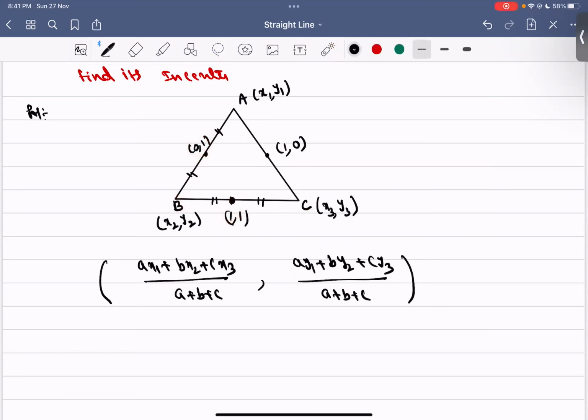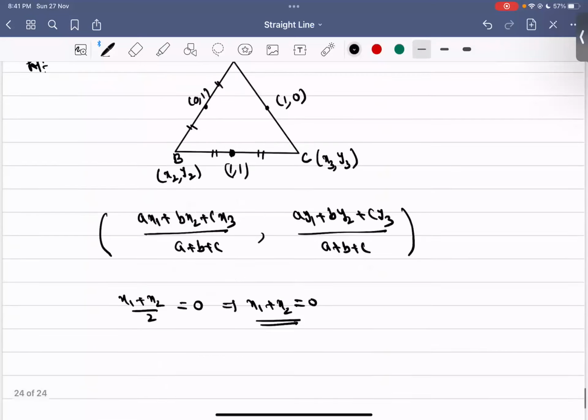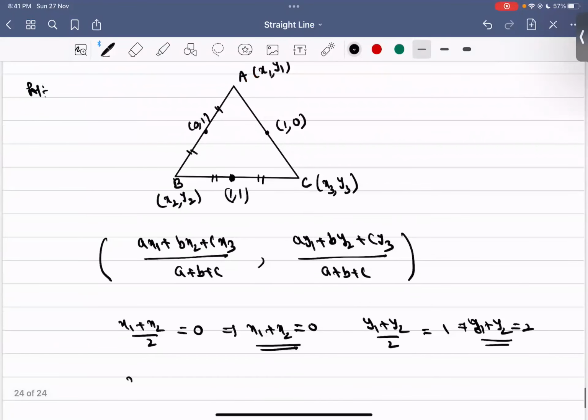So the first one: (x1 plus x2) by 2 is equal to 0, so x1 plus x2 is equal to 0. This is the first one. Next one: (y1 plus y2) by 2 is equal to 1, so from this, y1 plus y2 is equal to 2. This is the second one. Next one is what? (x2 plus x3) by 2 is equal to 1.